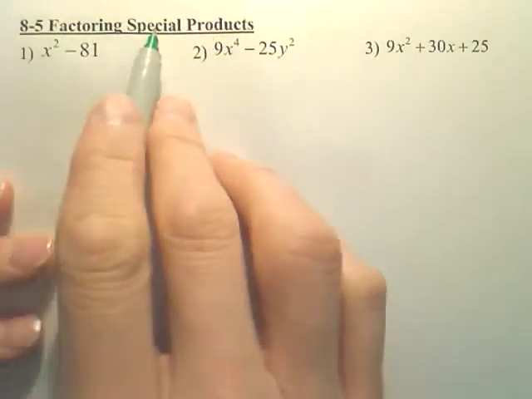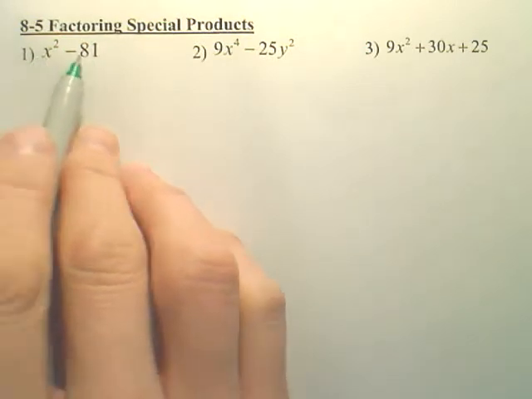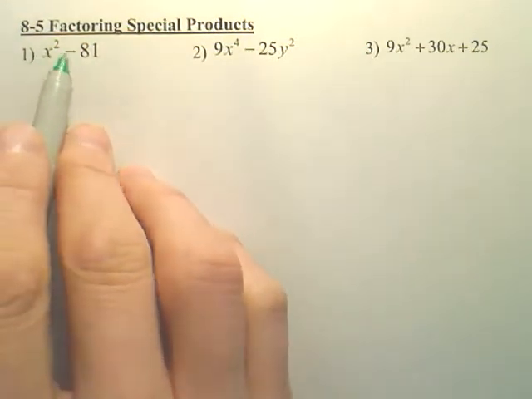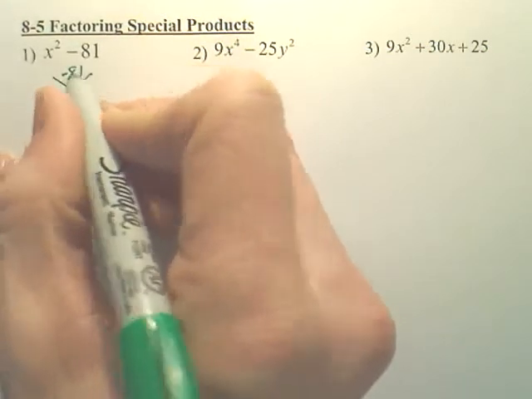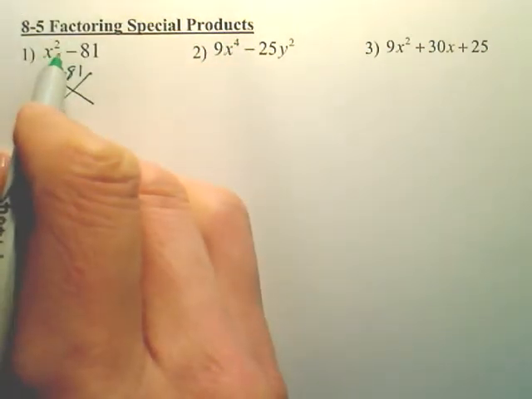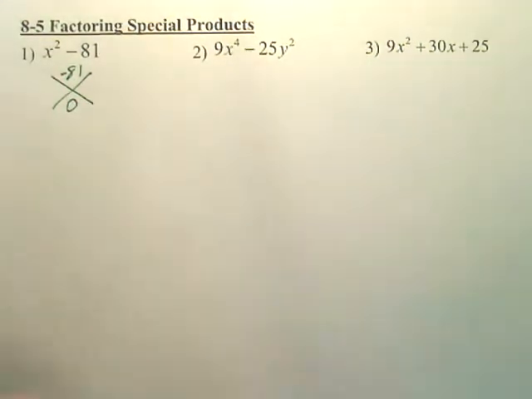Alright, these are special factoring special products. So this is a little bit different. Now, you could factor this way. You could put the negative 81 on top, and since there's no x's, there's nothing in the middle, what you do is you just put a 0 on the bottom. You could do it like that.